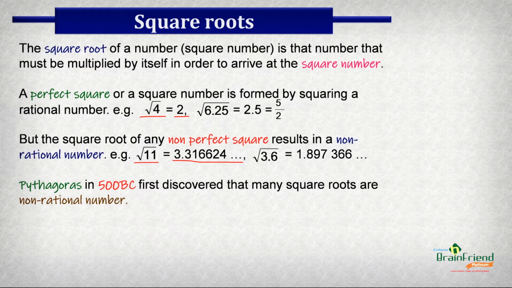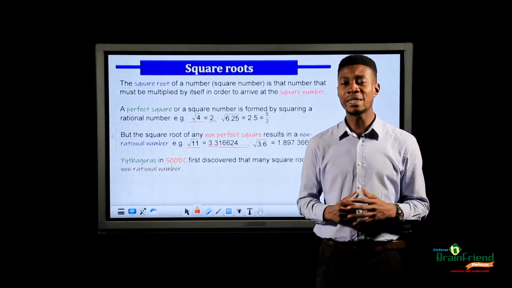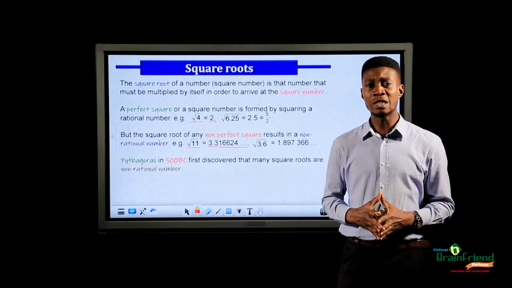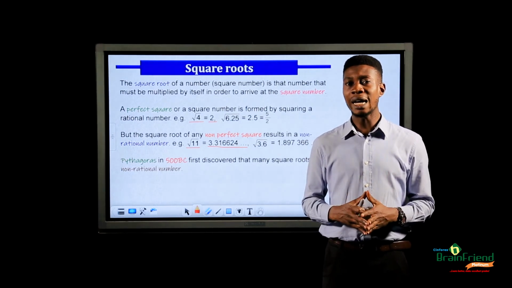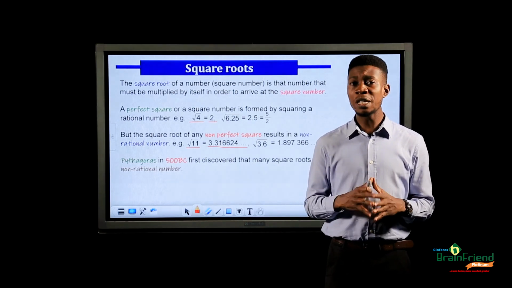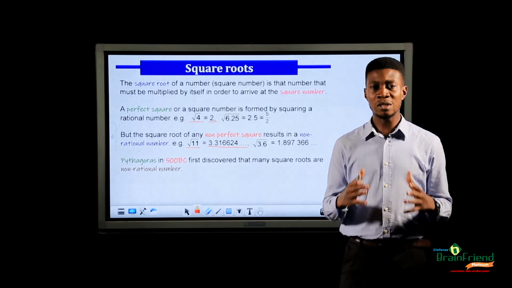Around 500 BC, a mathematician called Pythagoras made some studies about non-rational numbers. He found out that square roots of so many numbers are non-rational numbers. Let's learn some more about his findings.